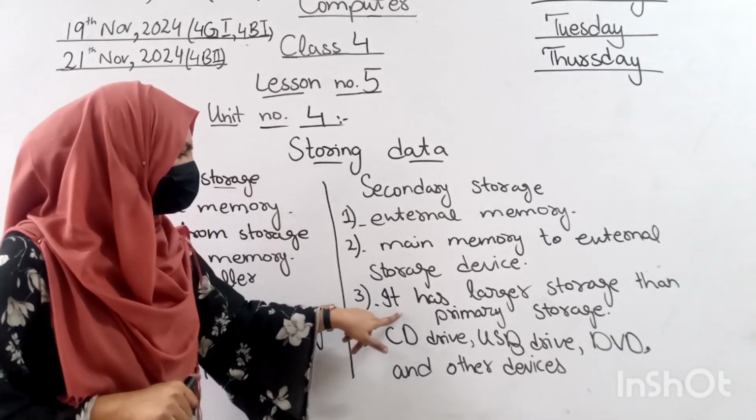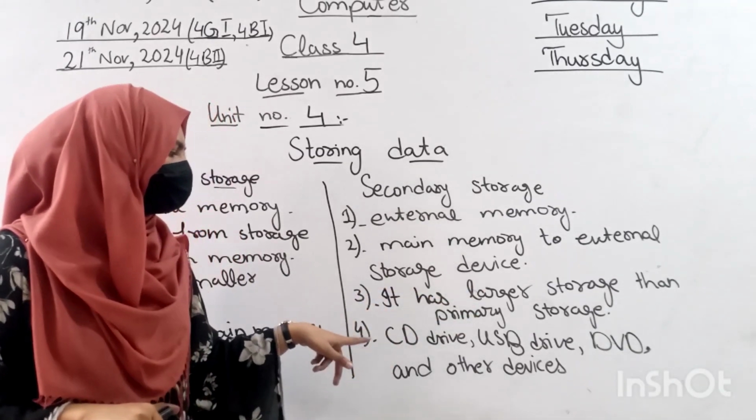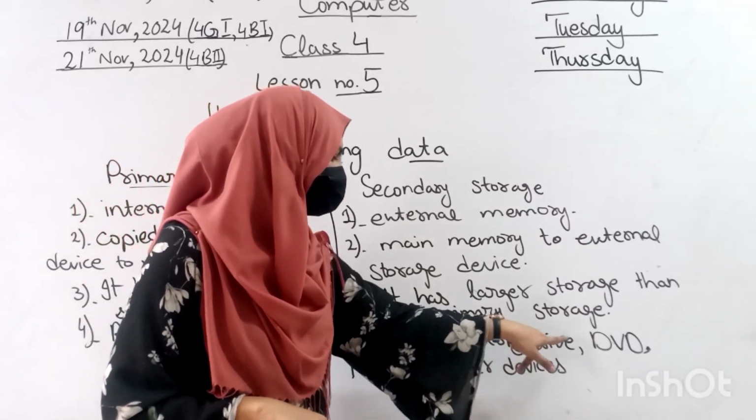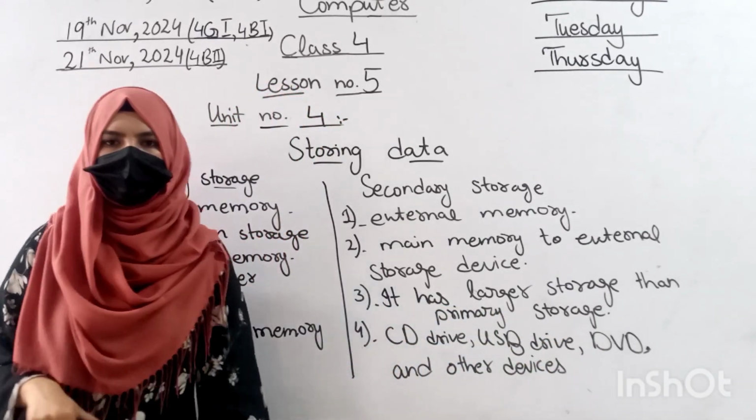The next one, it has larger storage than primary storage. CD drive, USB drive, DVD drive, and other devices. These are the examples of secondary storage.